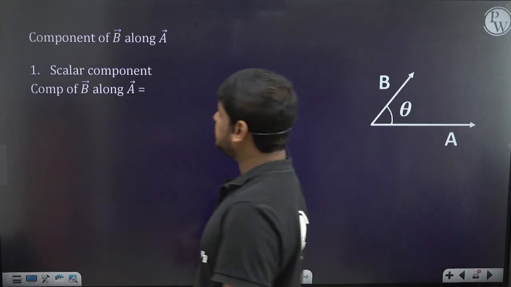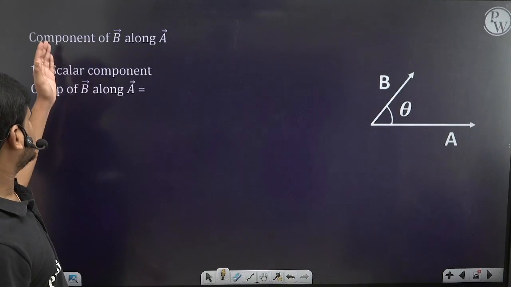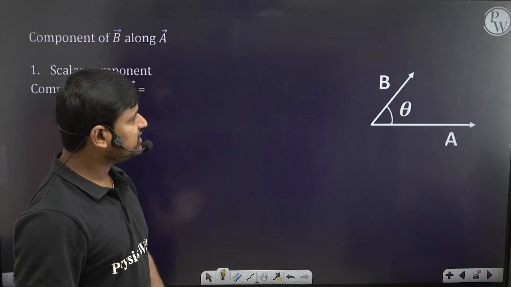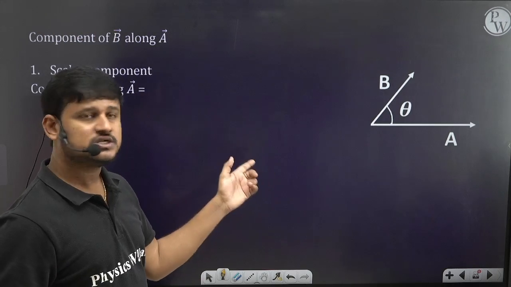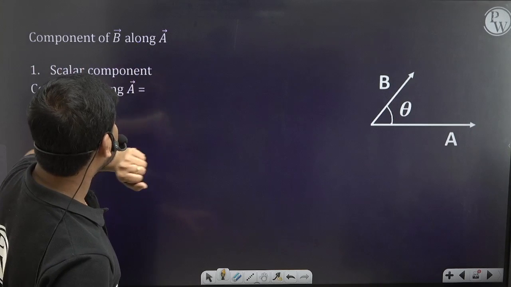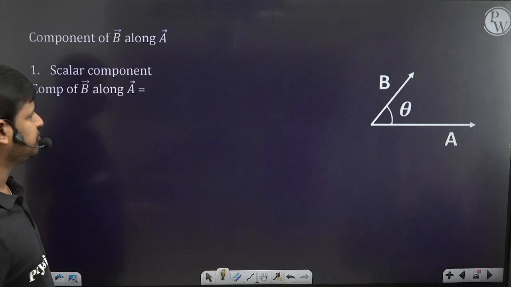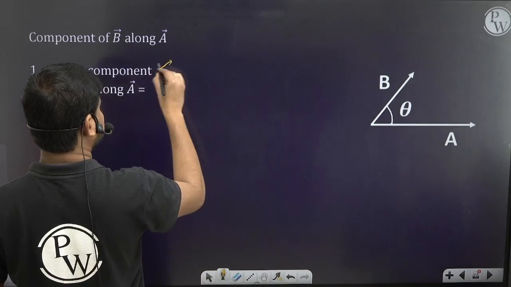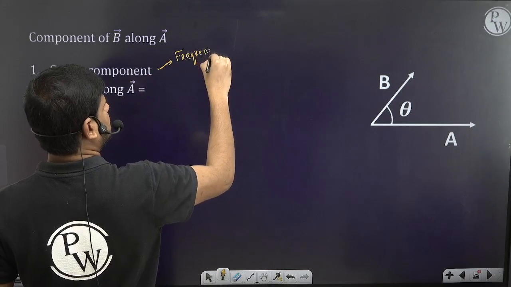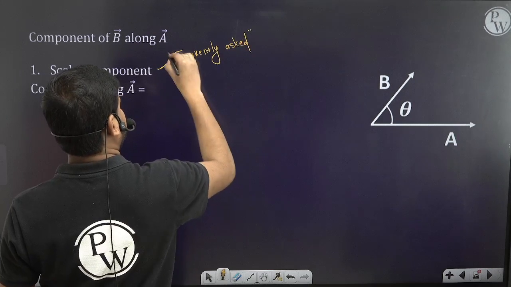Now this part is also important: the component of one vector along another vector. We already discussed this in the last class through the questions, but now let me give you the concept as well. The component of vector B along A. There will be two: one is the scalar component, the other one is the vector component. In the questions they will mostly ask this one. This part they will ask frequently.